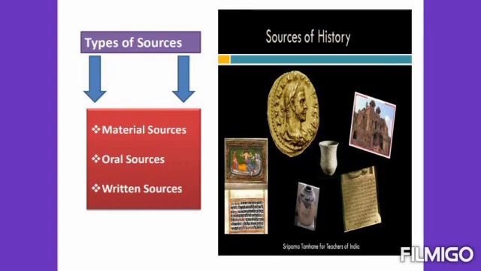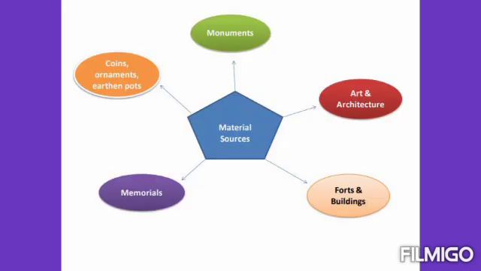These sources of history are classified into three types: material sources, oral sources, and written sources. Let's first talk about material sources. Material sources means the information we got in an object or in the form of a specimen. It is also called an original source or evidence.